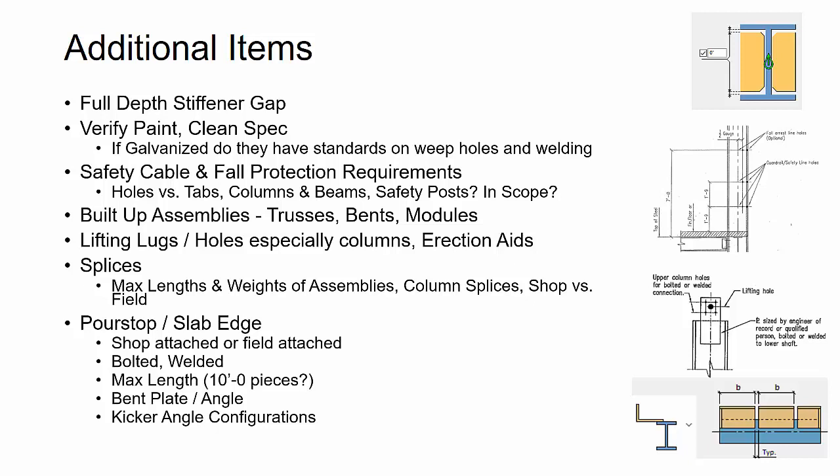Now, you'll also want to check the scope of what's included in the fabricator's scope versus the deck manufacturer's scope. If the engineer shows light gauge material as the pour stop or the slab edge, and nothing is really transferring any load through there, the engineer just might be specifying it by deck manufacturer if it's gauge. The structural fabricator won't provide that.